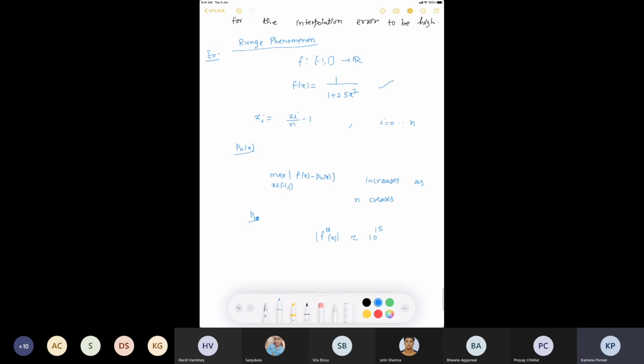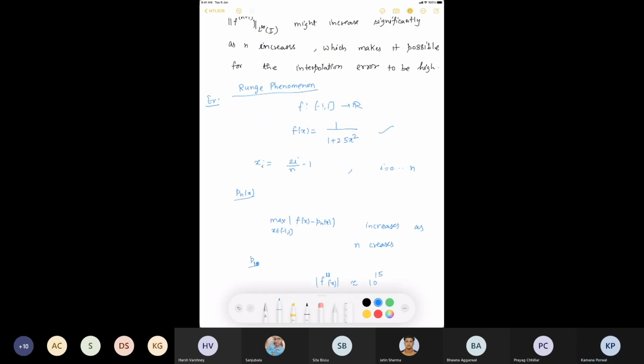But you can refer to this book. There's a book by Isaacson and Keller, E. Isaacson and H. Keller, and this is chapter 6. The book name is Analysis of Numerical Methods.